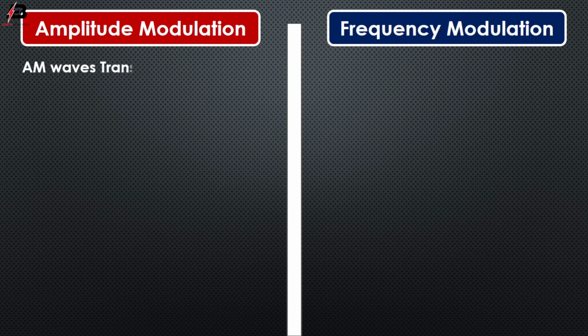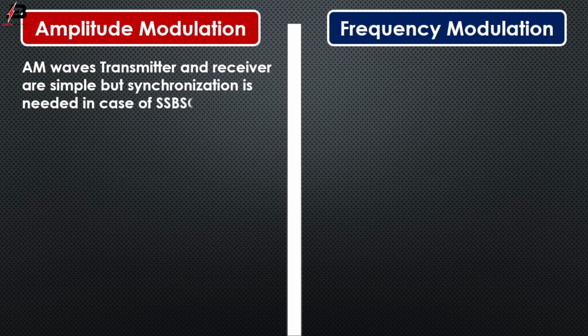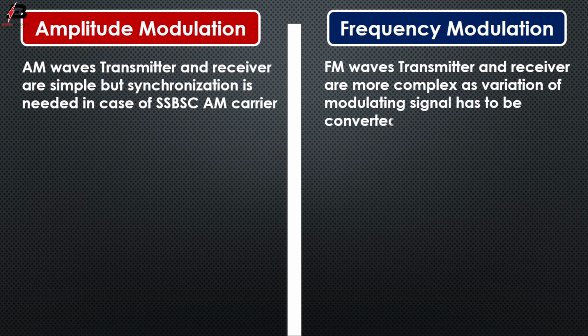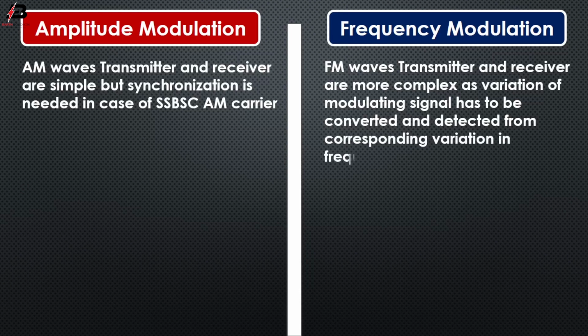AM waves transmitter and receiver are simple, but synchronization is needed in case of SSB SC carrier. FM waves transmitter and receiver are more complex, and variation of the modulating signal has to be converted and detected from corresponding variation in frequencies.